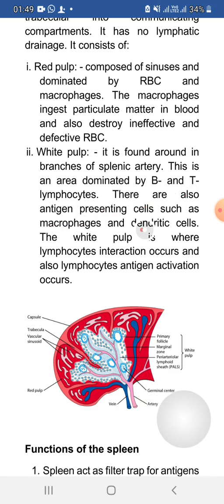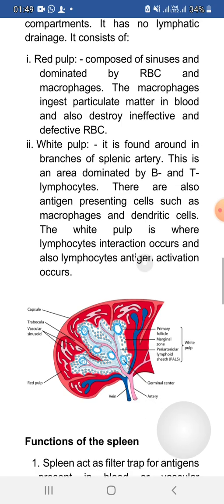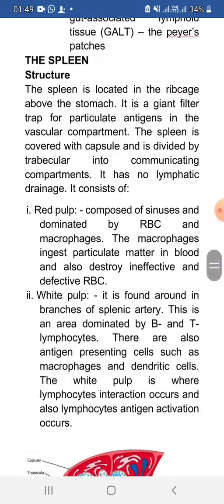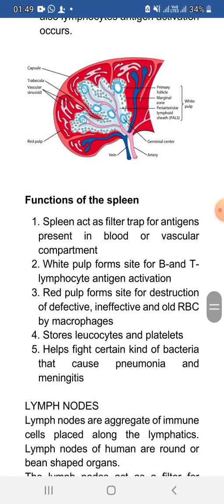We have macrophages and dendritic cells presenting antigens to them, and then they multiply, proliferate, and they also destroy antigens. So you can go through the function. The spleen acts as a filter to destroy antigens. White pulp is the site for B and T cell activation. Red pulp is for destruction of red blood cells. It stores leukocytes and platelets, and helps fight certain kinds of bacteria.